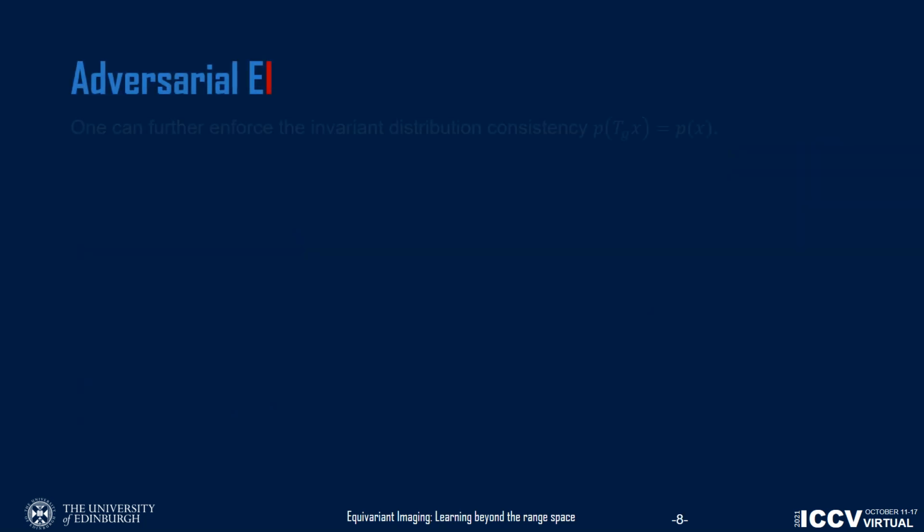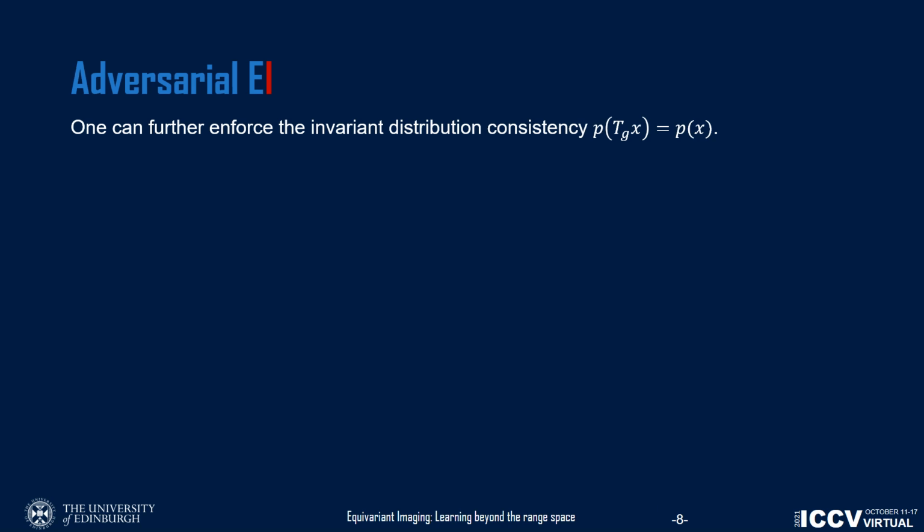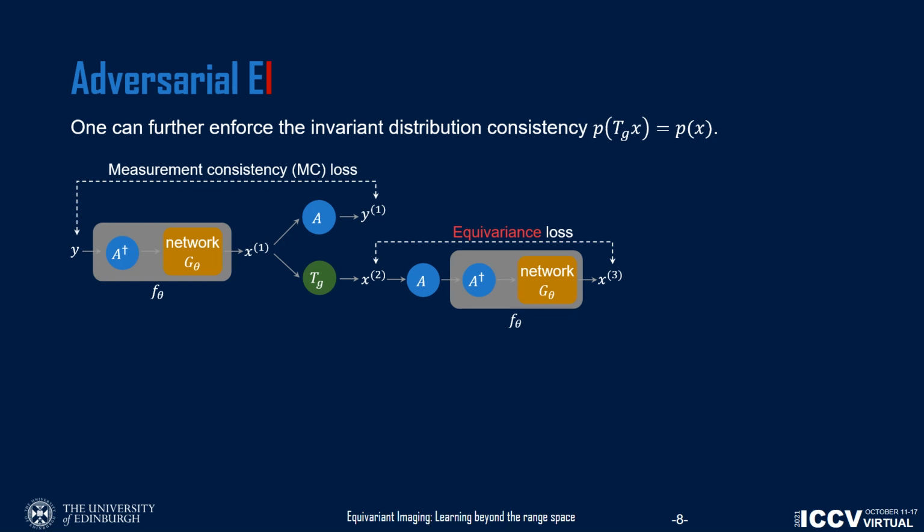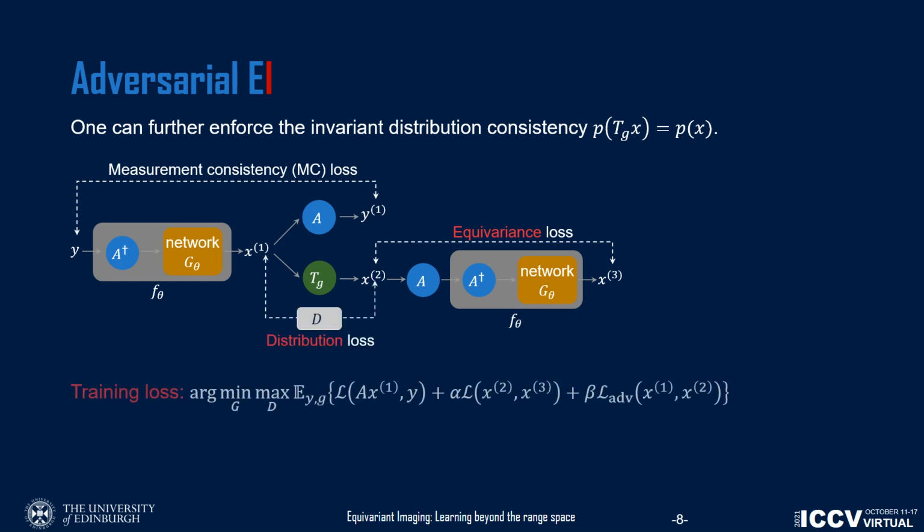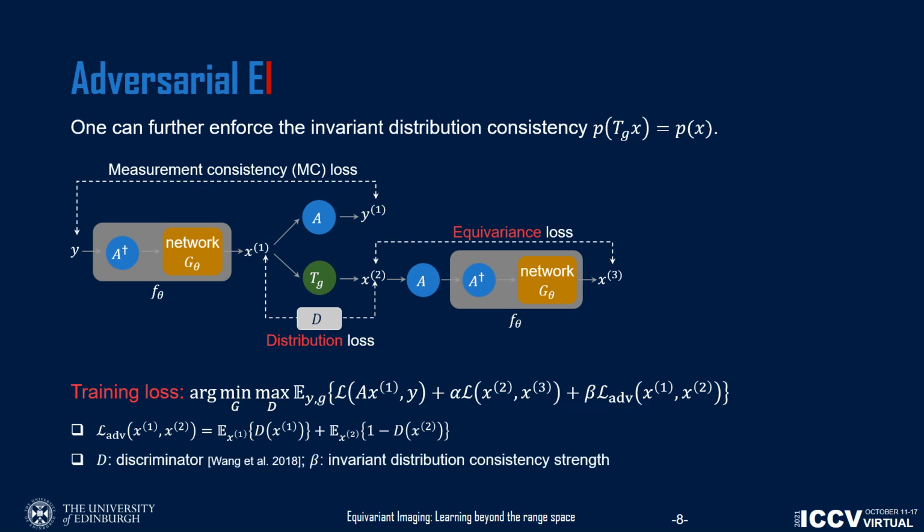We can add an additional penalty to enforce the invariant distribution consistency. Inspired by generative adversarial networks, we use a discriminator network D and adopt an adversarial training strategy to further enforce that x1 and x2 are identically distributed. The resulting adversarial equivariant imaging strategy is aimed to solve the following optimization, where beta controls the strength of the invariant distribution consistency.